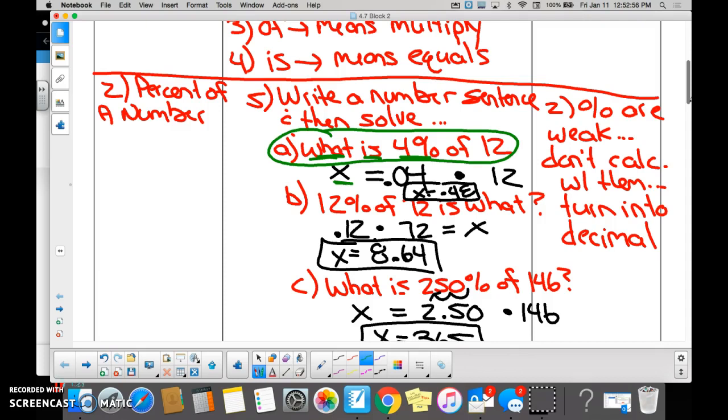What does of mean? Multiply. And what does 12 mean? 12. So Roger, put your iPad down. Okay, so once we did that, we've got 0.04 times 12. Just type it into your calculator, right? B, same thing.